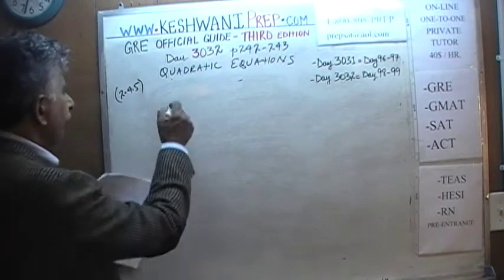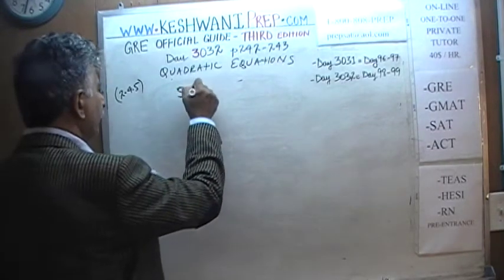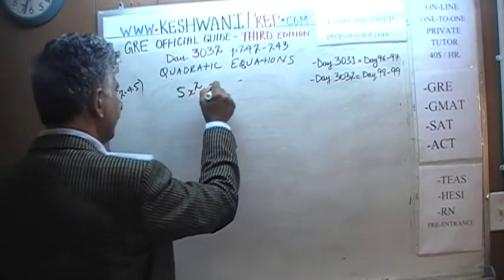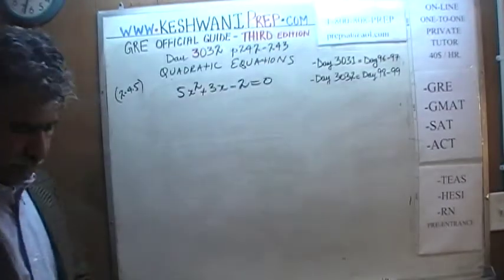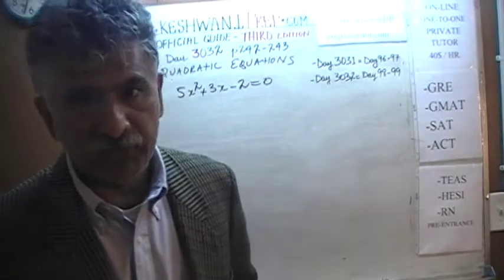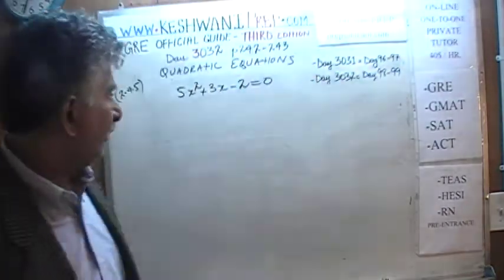5x squared plus 3x minus 2 is equal to 0. Again, we can use the quadratic formula, or we can try to factorize it. We shouldn't say "we can factorize it," because factorization is not something that is always possible. So we could try to factorize it, or we can use the quadratic formula. Let's try to factorize first, see if we can do it.